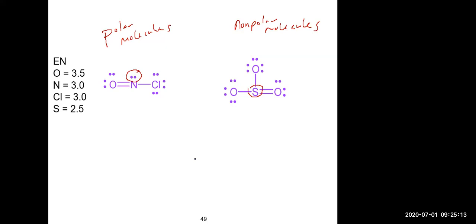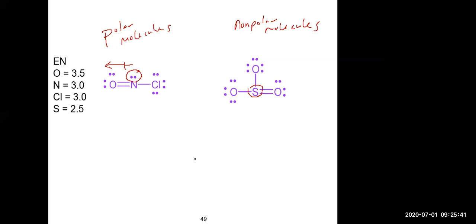So first we want to see, do we have polar bonds here? Between nitrogen and oxygen, 3.5 and 3, if we subtract that, that's going to be 0.5, which means we do have a polar bond heading in this direction. Now, between the nitrogen and the chlorine, that is 3 and 3, which means technically speaking, that is nonpolar. So this nitrogen-chlorine bond is nonpolar.